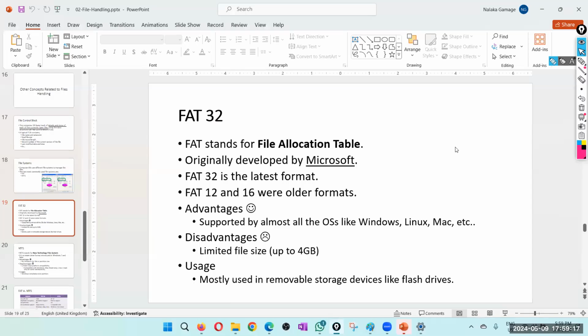So that's it about file handling. Especially, you need to remember and understand what is contiguous allocation, link allocation, and index allocation. That is the most important part.